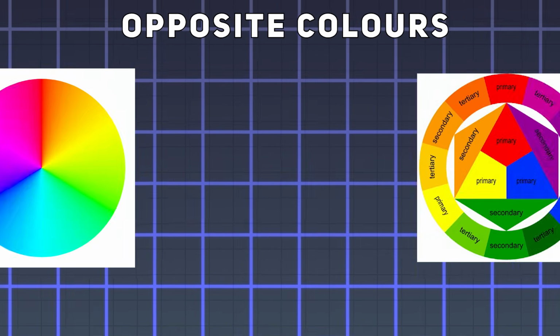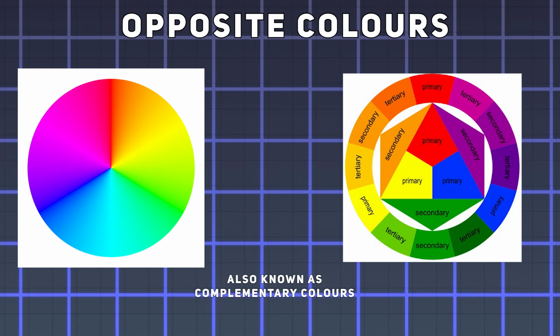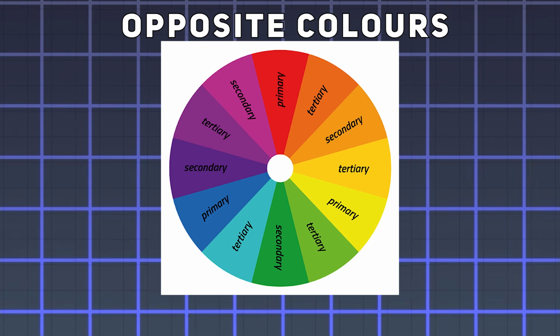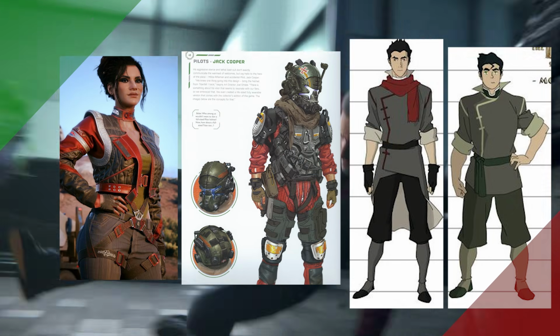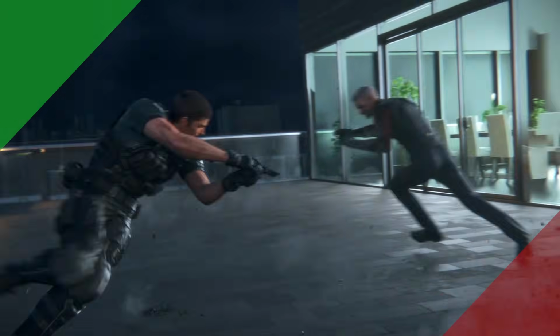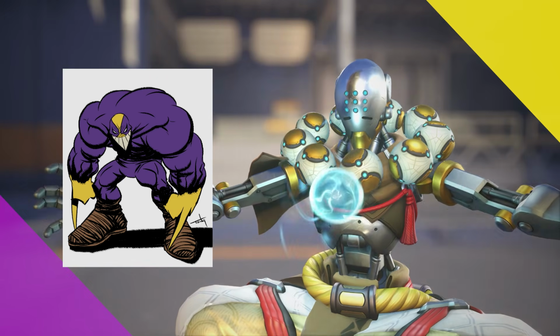Opposite colors. There are different color wheels to use, and sometimes you can have different primary colors from them. But going with the typical color wheel, you can get opposite colors for characters and schemes. Green and red are opposites. Yellow and purple are opposites.